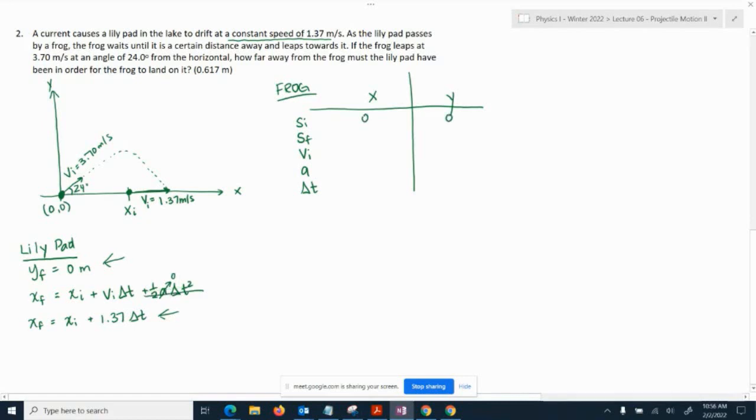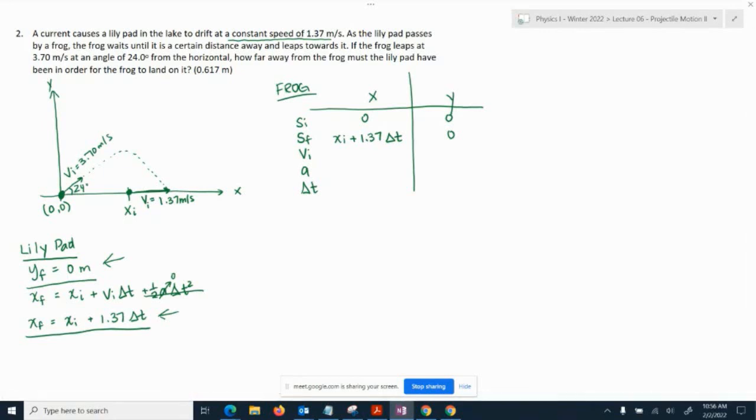S final, we want the frog to land on the lily pad. So the S final of the frog is the S final of the lily pad. So the x component of that was the x i plus 1.37 delta t, and the y is 0. Okay, so we're using these numbers here. And the x i is what we're looking for in this question. That's what we're trying to solve for.